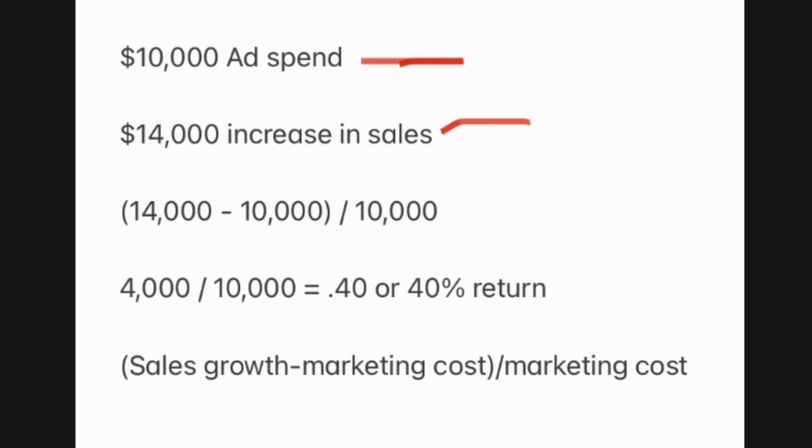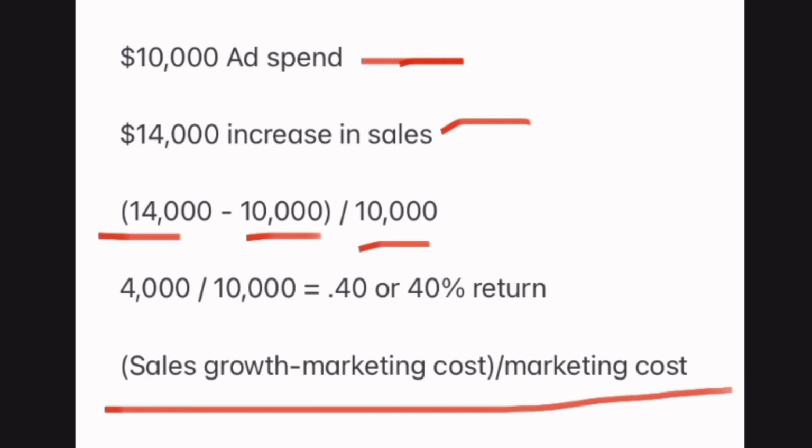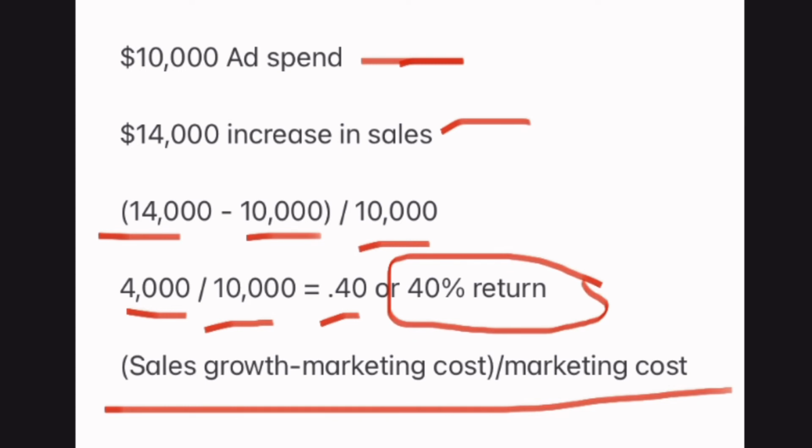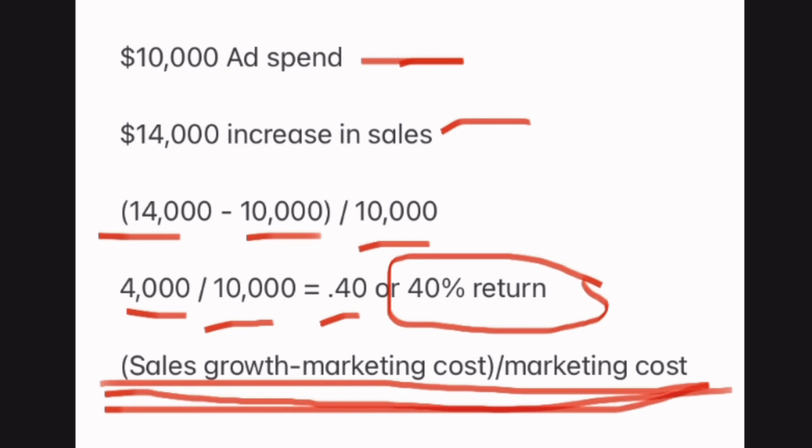And you are going to then subtract the $10,000 from the $14,000 and then also divide it by the $10,000. So you're taking your sales minus your marketing divided by your marketing again. And so we're using the equation listed down below. And in this case, it comes out to $4,000 divided by $10,000 equals 0.40 or a 40% return. And so you would use the below equation, sales growth minus marketing costs divided by marketing costs, to come up with this for your marketing.